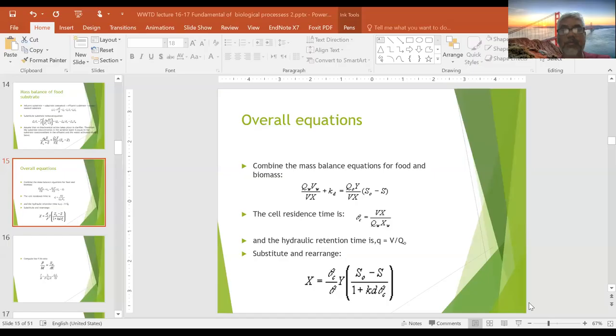Sir, sludge retention time is how much time, how long our sludge stays in our system. So that is its sludge retention time. Okay, very good.